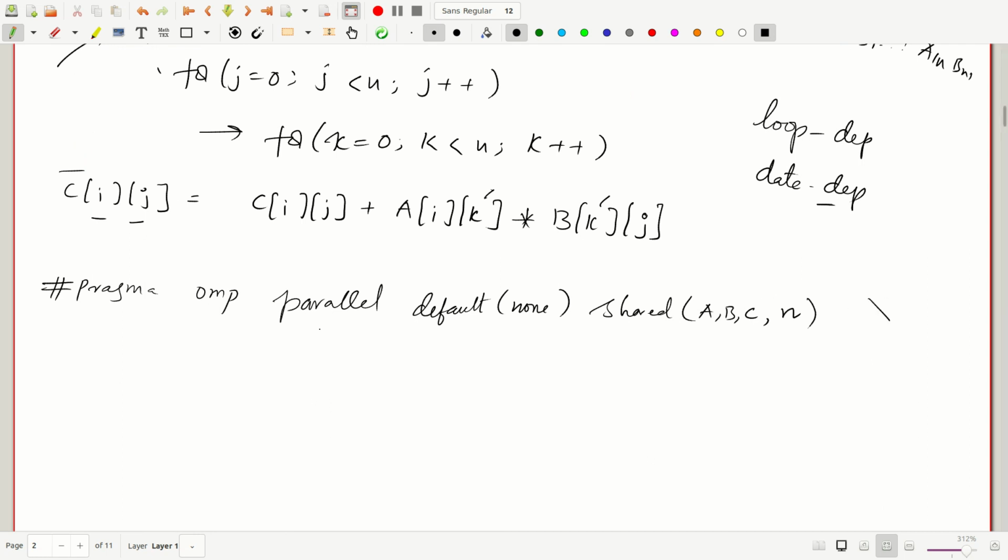And then we have the private clause. Private is basically for i, j, and k, right? That's what we have. Okay, so we have these 2.